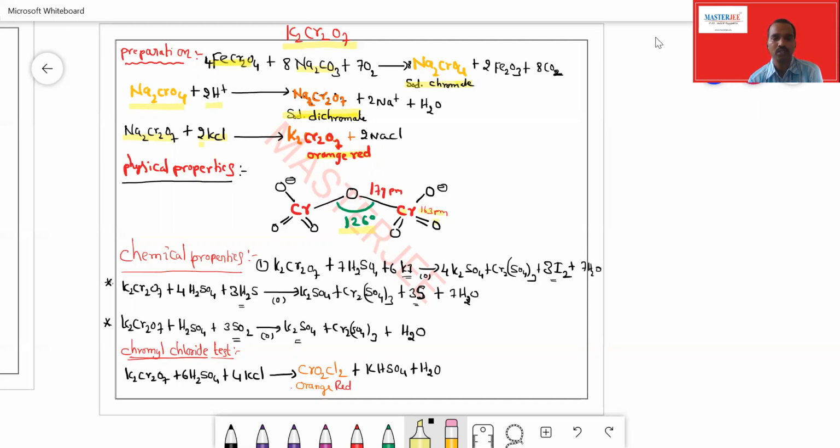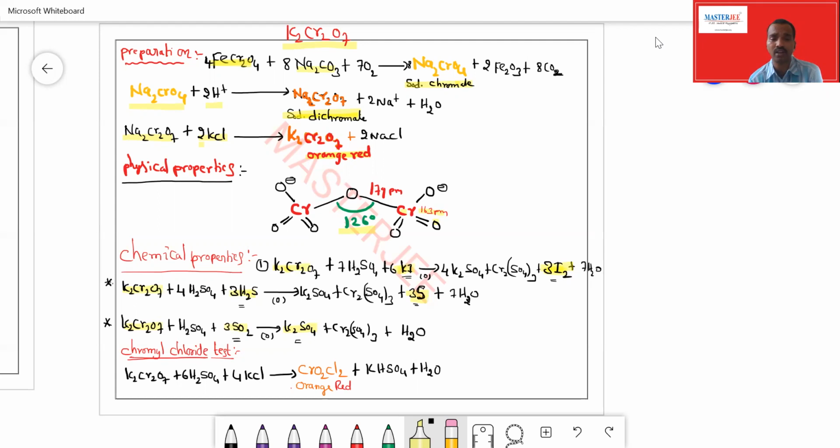Chemical properties, if we see: potassium dichromate will oxidize potassium iodide into iodine. Next, potassium dichromate will oxidize hydrogen sulfide into sulfur. Potassium dichromate will convert sulfur dioxide into potassium sulfate. Like that, it will oxidize. These are the important points we have to remember.